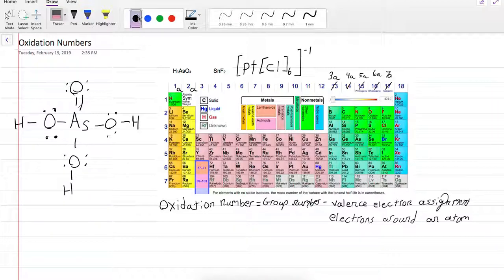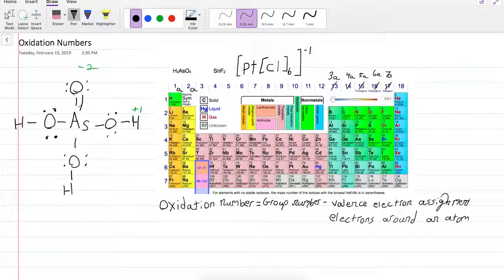Now in class, you're told that oxygen usually has an oxidation number of -2, hydrogen usually has one of +1, and so on and so forth. I want to take a second and show you where this comes from. Now the formula for the oxidation number is group number minus valence electron assignment. And valence electron assignment basically just means electrons around an atom.